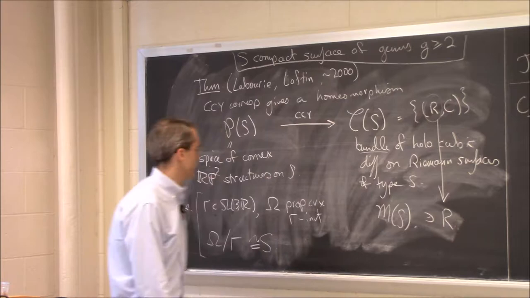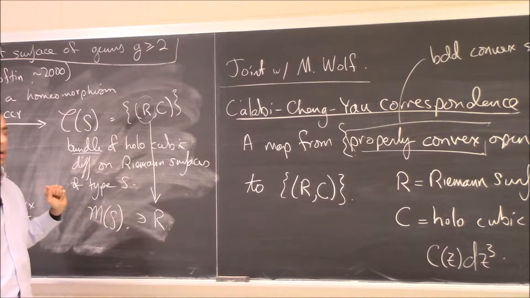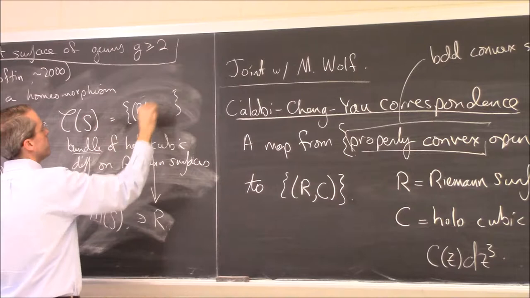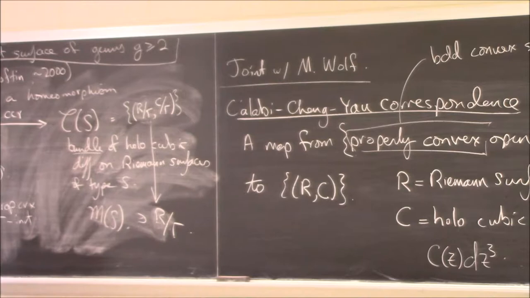So what do you mean you're using RC differently? Oh, just that the RC that would appear here would actually be the universal cover of this one. So maybe the better way to write it would be R mod gamma, C mod gamma. So then you get RC from the Calabi-Yau-Cheng-Yau correspondence. They are invariant under the group action. Then you take their quotients.